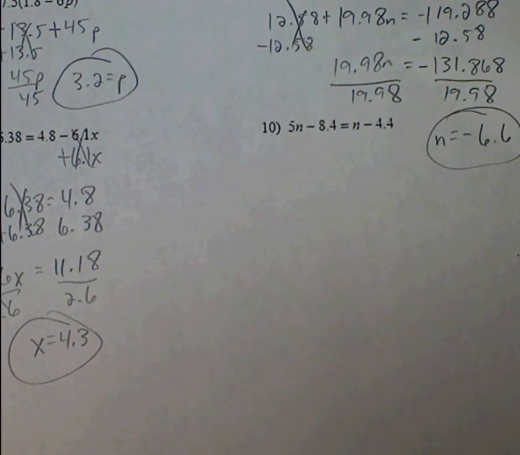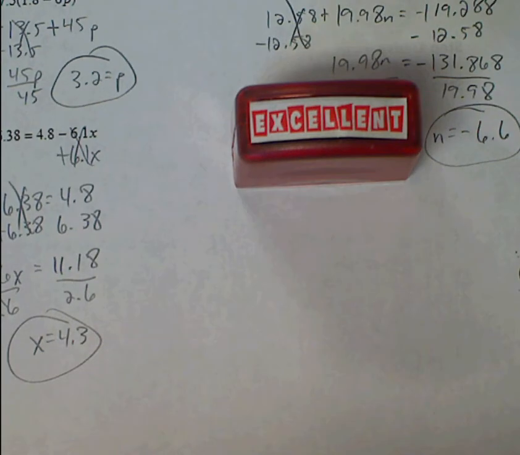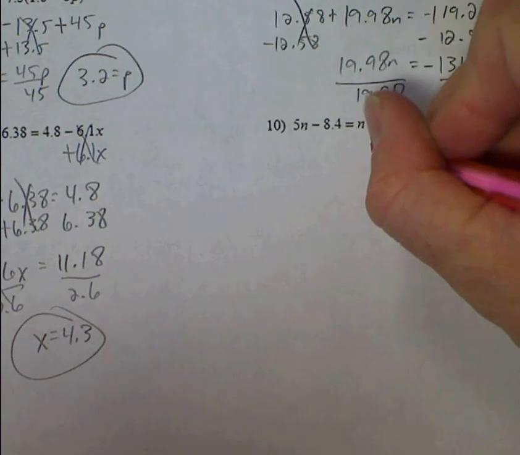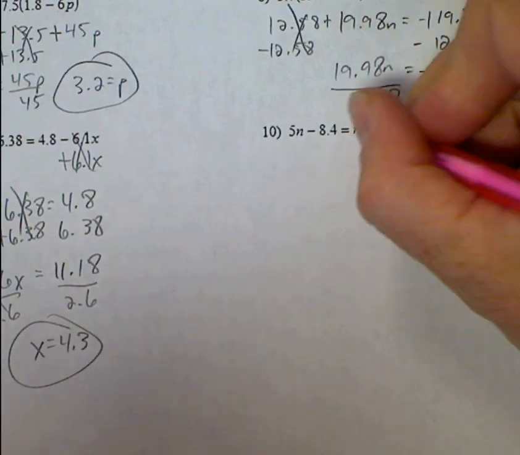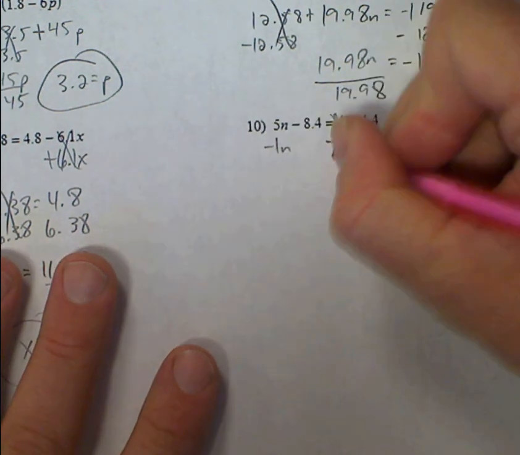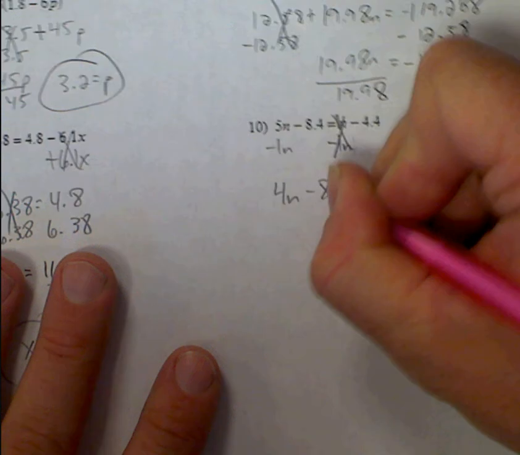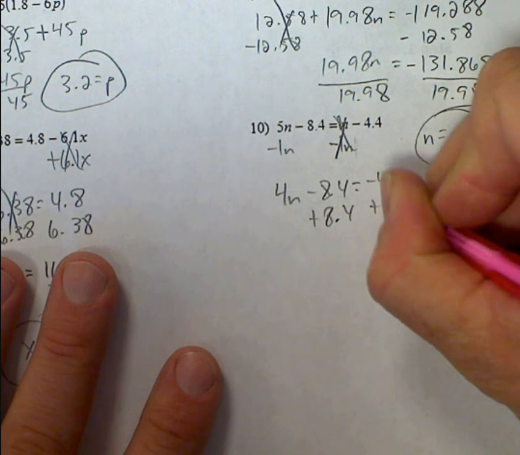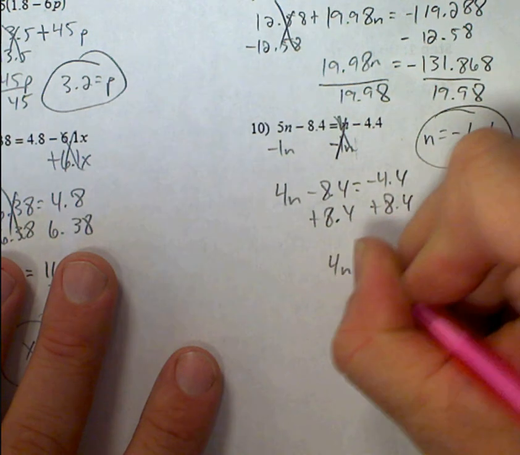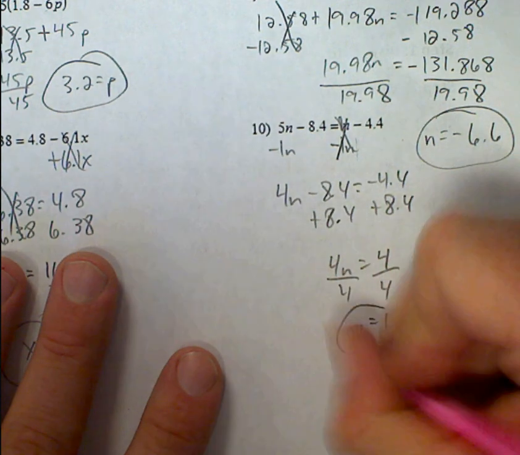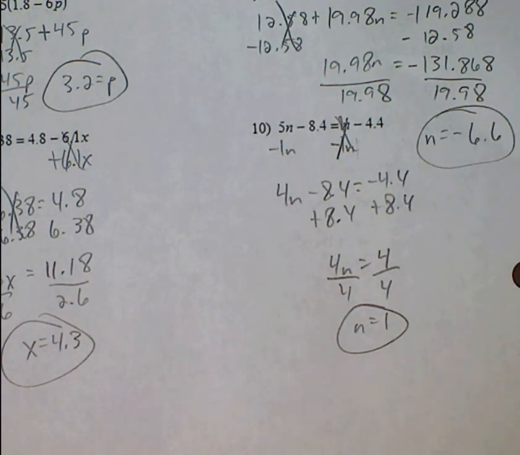You got one last one. Go ahead and pause the video and try. I'm going to go ahead and there's a 1 in front of the n. I'm going to take minus 1n, minus 1n. 4n minus 8.4 equals negative 4.4. Add 8.4, add 8.4. 4n equals 4. Divide by 4, n actually equals 1. And that is how you solve equations with decimals.